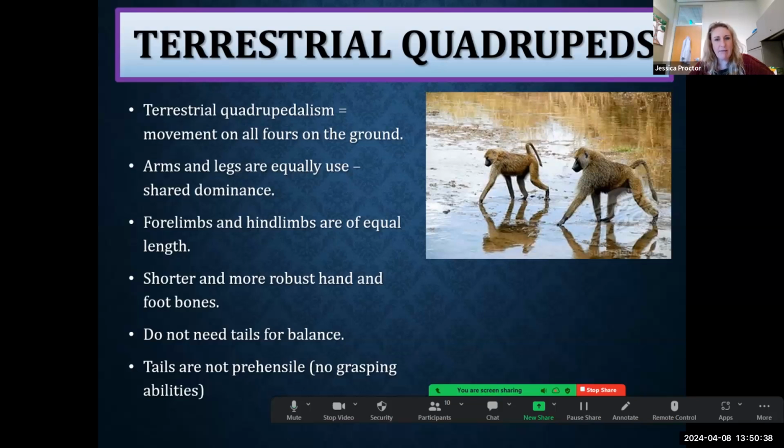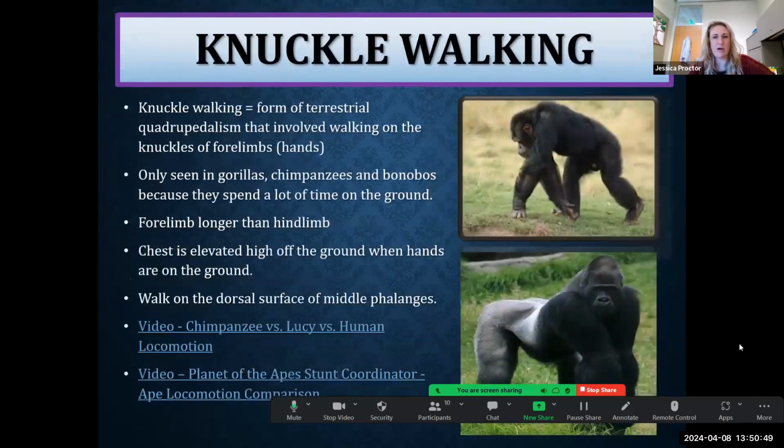Okay, this is the one I do not have a video clip for you yet, but we will later on in this lecture. We're going to watch some terrestrial quadrupeds for a different reason. But let's move on quickly to the knuckle walkers. This is type number 5. Knuckle walking is a form of terrestrial quadrupedalism. Just like it sounds, it involves walking on the knuckles of the forelimbs, so the hands essentially. This is seen only in the great apes: gorillas, chimpanzees, bonobos and orangutans. But it's mainly seen in gorillas, chimps, and bonobos because they spend a lot of time on the ground.